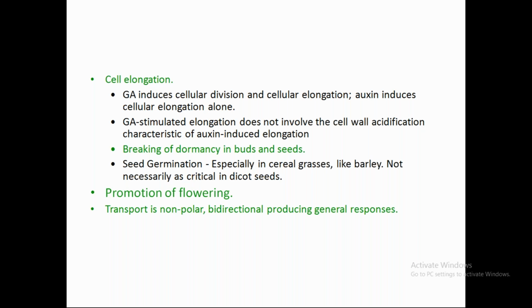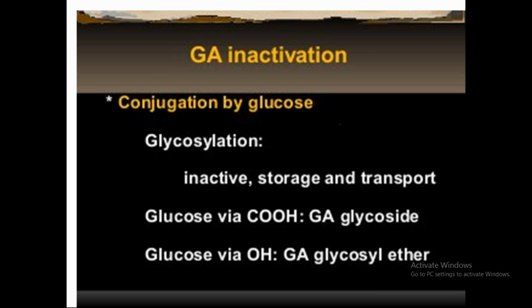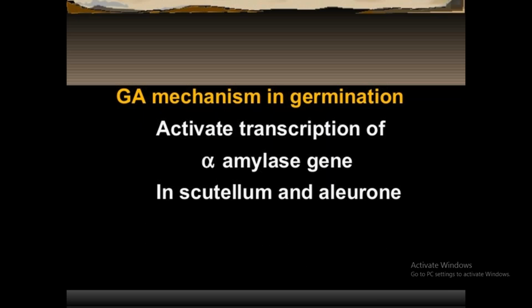Transport is non-polar, bidirectional. In case of auxin, we studied that the transport is unidirectional. These are some small points you keep in mind. In auxin, the transport is unidirectional. On the other hand, in case of gibberellin, the transport is bidirectional, in both directions. It helps in the process of glycosylation. It helps in the germination process. In next class, we will study all the processes in detail, how they help in the process of germination, how they increase the elasticity of the cell wall. We will discuss these points in next class, and some important questions.